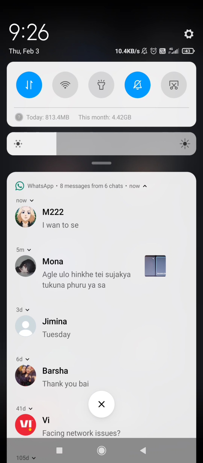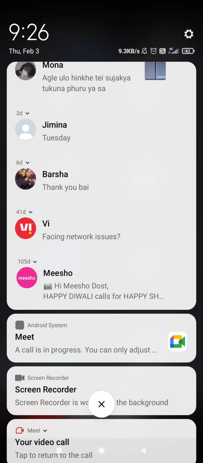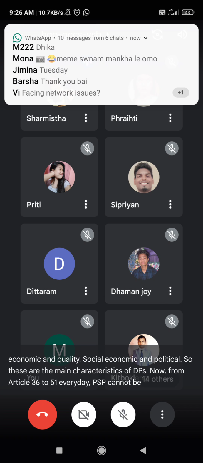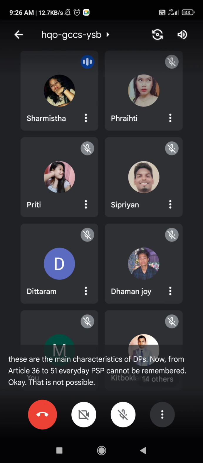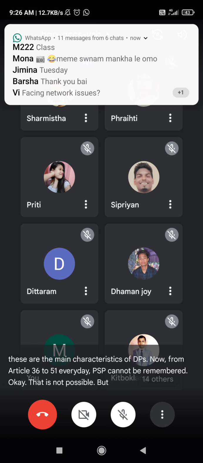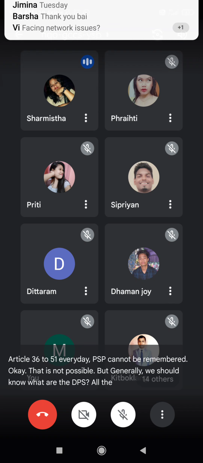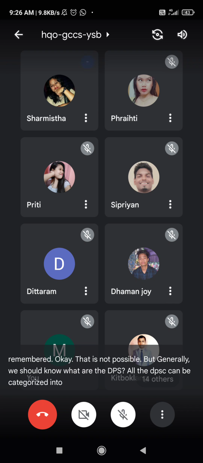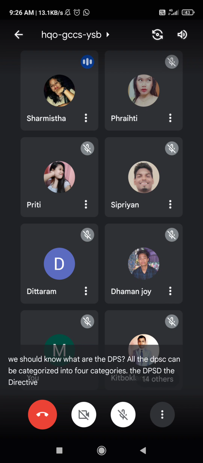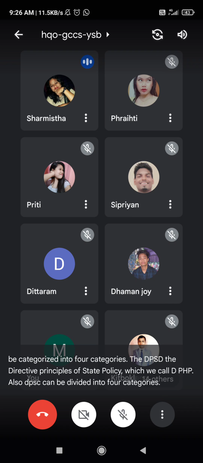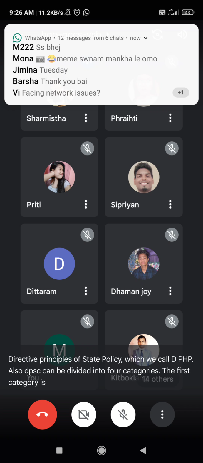So these are the main characteristics of DPSP. Now, from Article 36 to 51, every DPSP cannot be remembered. That is not possible, but generally we should know what the DPSP are. All the DPSP can be categorized into 4 categories. The Directive Principles of State Policy, which we call DPSP, can be divided into 4 categories. The first category is Socialistic Principles.